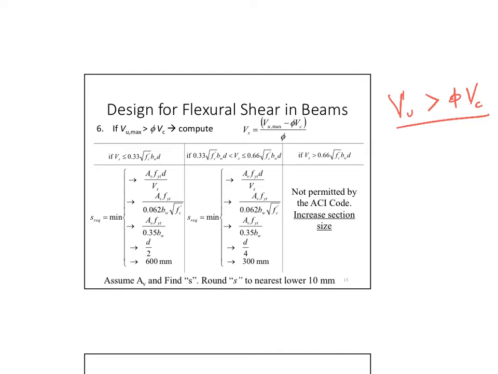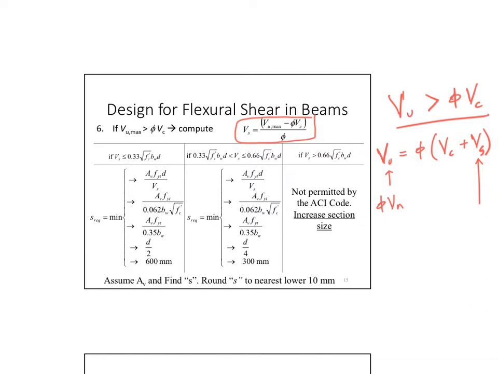How do I calculate my Vs? I will simply say that my Vu will be replacing phi Vn, and this will be equal to phi times (Vc plus Vs). Then pull this term out on one side, and you end up with this equation: Vs equals Vu minus phi Vc, divided by phi.